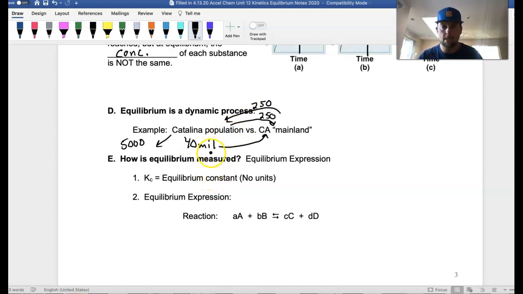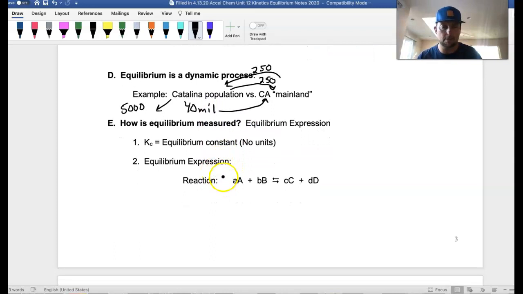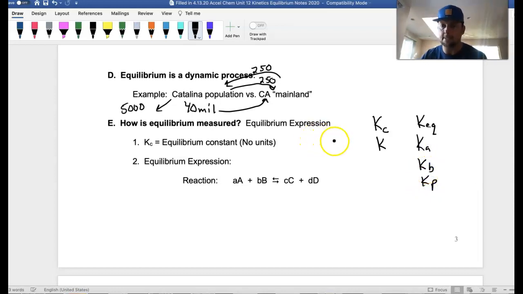and the population's pretty constant. All right, the last thing we're going to cover in this video is how to write an equilibrium expression. There are equilibrium constants, and it might say Kc, it might say just K, it might say Keq, it might say Ka, it could say Kb, and it could say Kp. There are a whole bunch of different Ks.